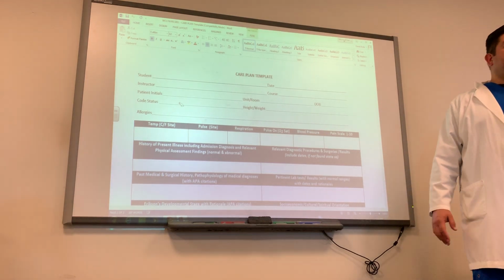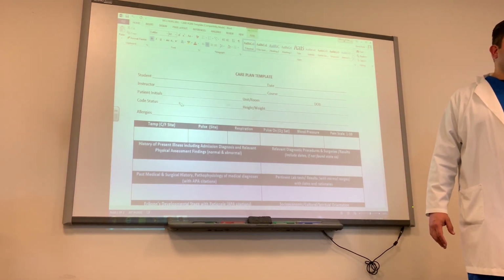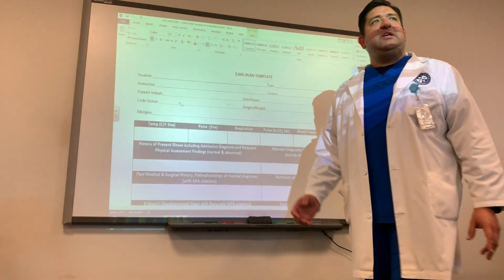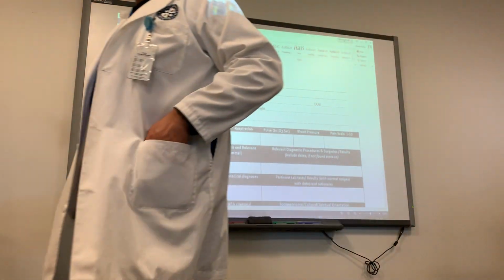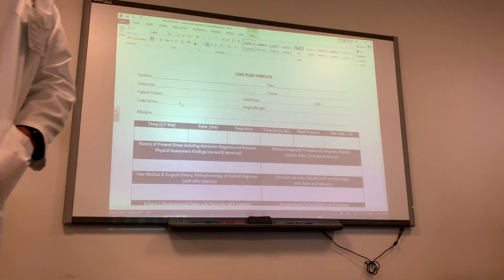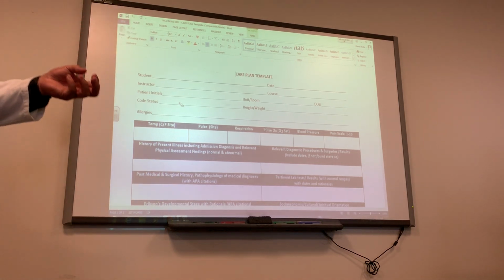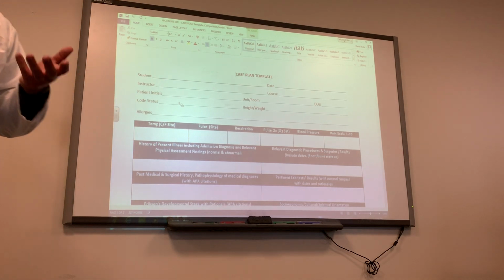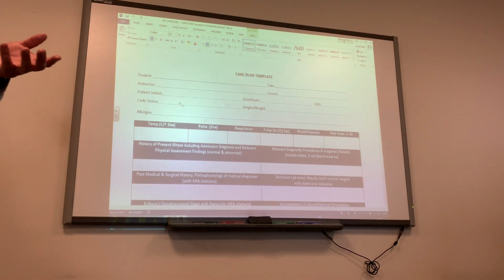DNR means do not resuscitate. Do not resuscitate. If you find the patient and they are not breathing, they're cooled to the touch, you check the vital signs, there's no heart rate, there's no blood pressure, there's no oxygenation on the SAT probe, you know that something is wrong, right? You've got to do what next?